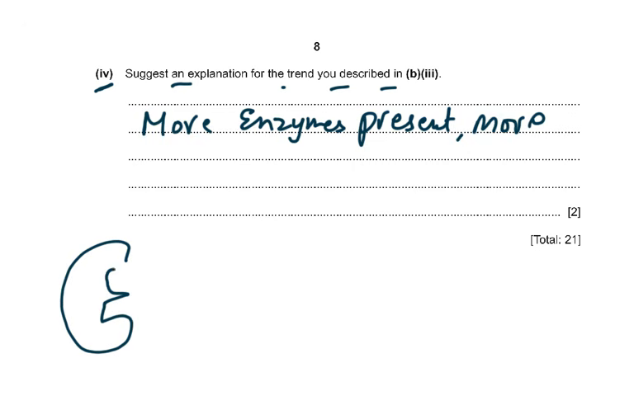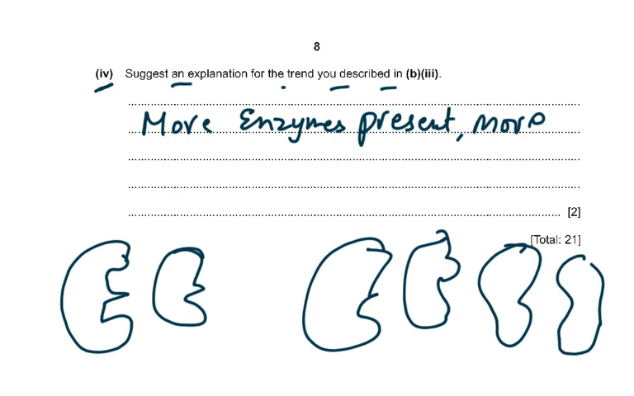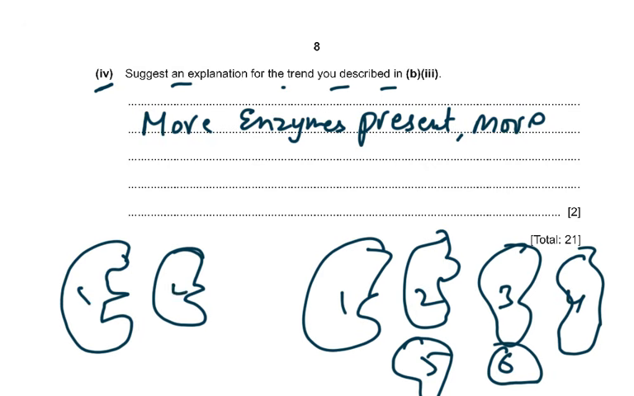There is just one enzyme or there are just two enzymes. And now there are 6 enzymes. So there are 6 active sites. There were only 2 active sites previously. So more enzymes present, more active sites. That is the right wording. You can say more enzymes, but that's not going to get you any marks.